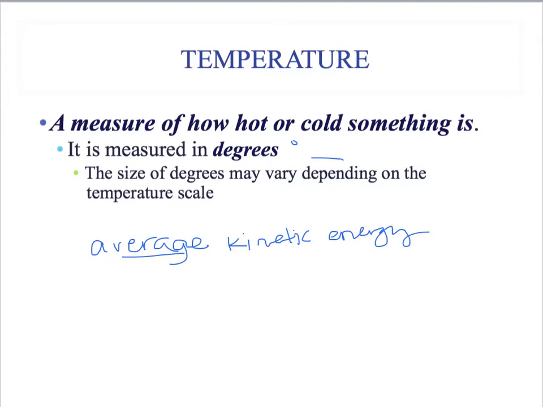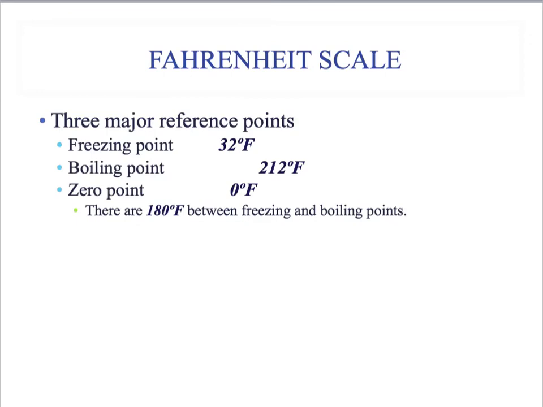The size of the degrees, so the difference between the numbers, depends on which temperature scale we use. So we'll talk about that briefly. The Fahrenheit scale is what we use here. And hopefully you already know these points, but if you don't, the freezing point of water is 32 degrees Fahrenheit, so that's why our magic number in the winter is this.